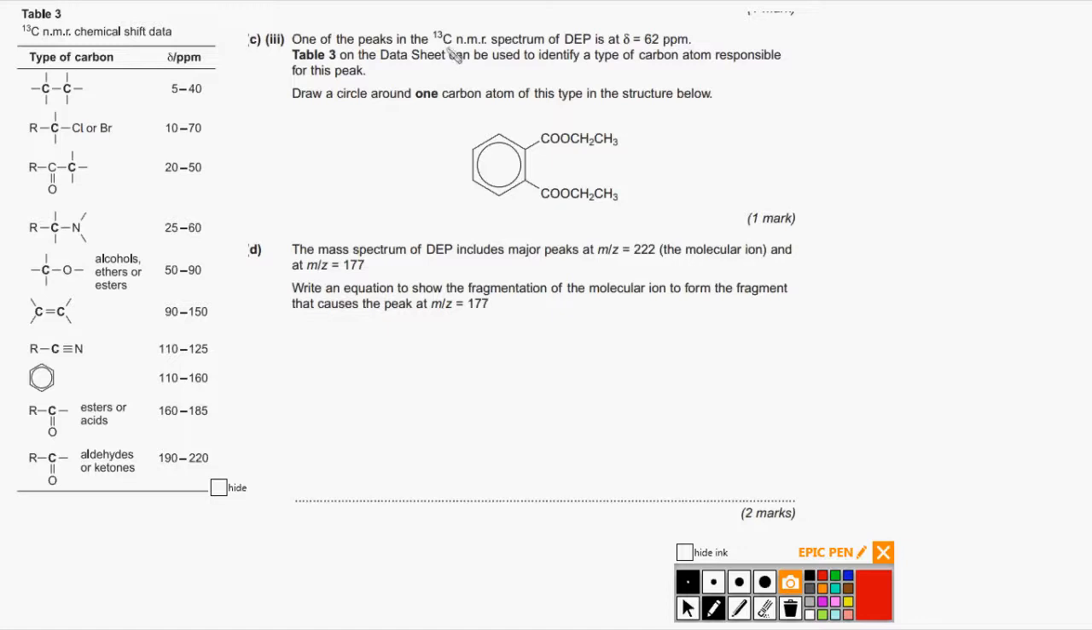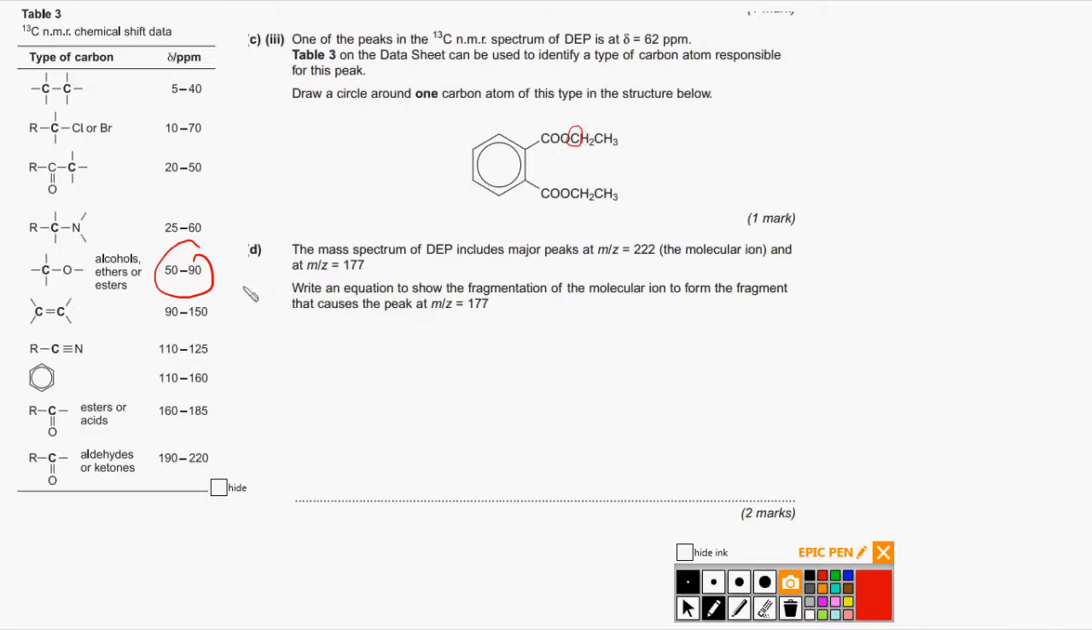One of the peaks in the carbon-13 NMR spectrum of DEP is at a chemical shift of 62 parts per million. Table 3 of the datasheet can be used to identify a type of carbon responsible for this peak. Draw a circle around one carbon atom of this type in the structure below. So we're told that the chemical shift is 62 parts per million, so looking for 62, it's going to lie in between here. And looking at the type of carbon, it's a carbon with a single bond to an oxygen, so let's have a look at the carbons here. This one it can't be, this has got a double bond to the oxygen, so it must be this one.